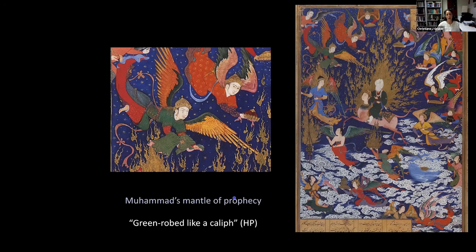a caliph, he's a ruler. And right here, you see an angel carrying a green fabric, which is no doubt his green mantle of prophecy, which is now housed in the Topkapı Palace in Istanbul. So he's a supreme prophet, right? This is Dawla, this is the state, or supreme prophet, this is Deen, this is religion, but he's also the supreme caliph or ruler of the Dawla, of the state. So state and religion are combined in his double role as a king that has two bodies, right? The divine body and the political body.